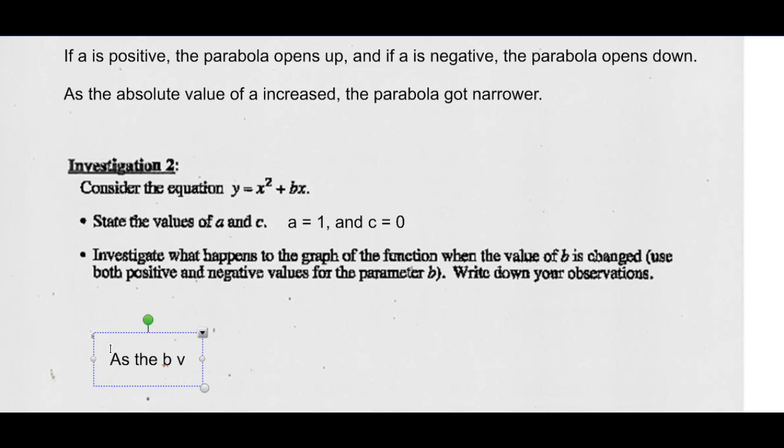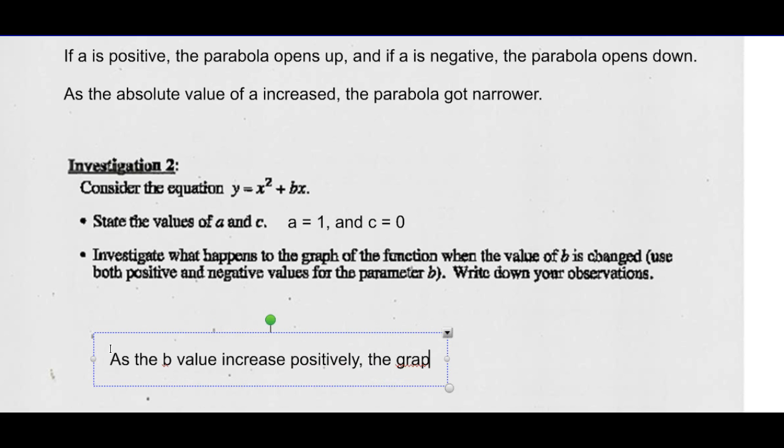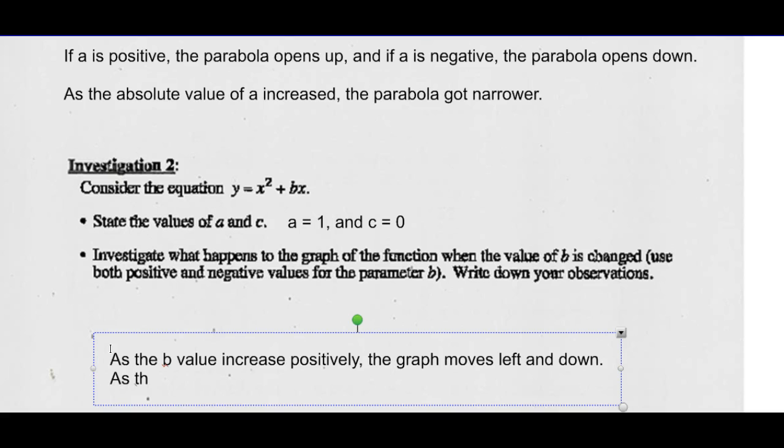As the b value increases positively, the graph moves left and down. As the b value decreases negatively, the graph moves right and down.